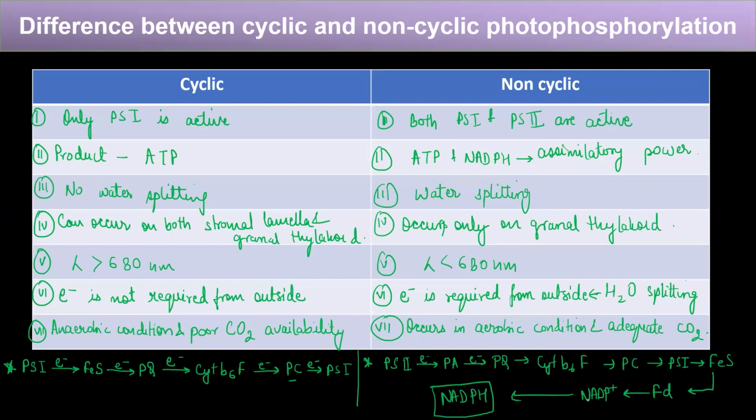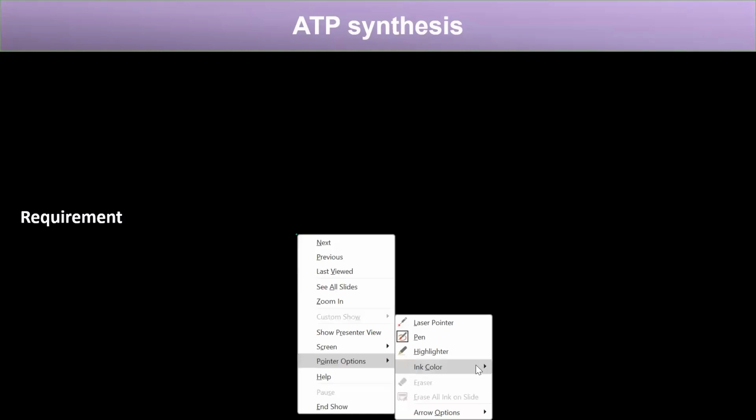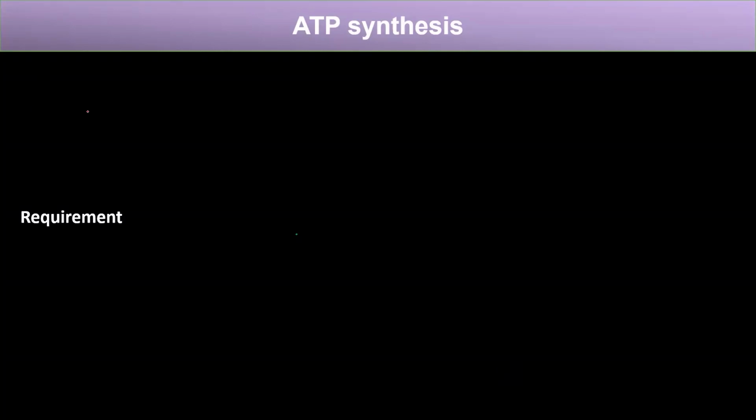So this is about the cyclic and non-cyclic photophosphorylation. Now, till now we have seen how NADPH is being formed, how water oxygen is being formed, right? Now the next question is how ATP synthesis is taking place. Okay. So before talking about the process of ATP synthesis, let's talk about what we mean by ATP synthesis. Suppose you have a molecule named ADP, adenosine diphosphate.